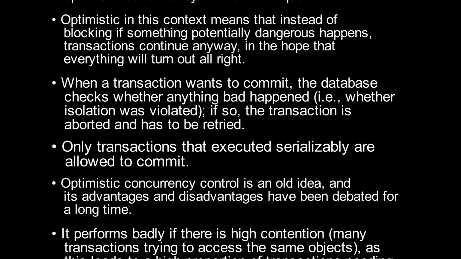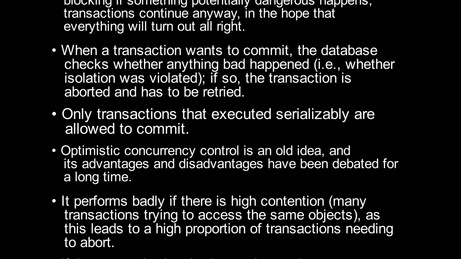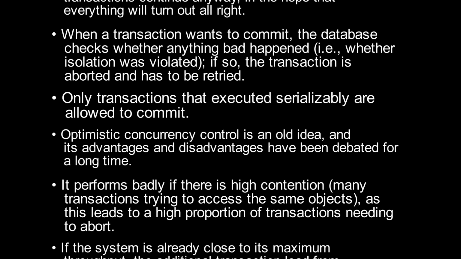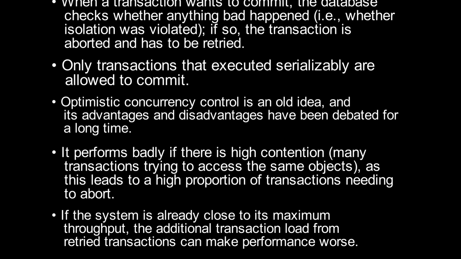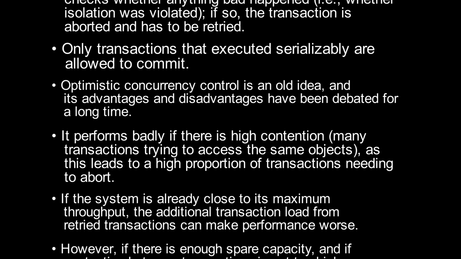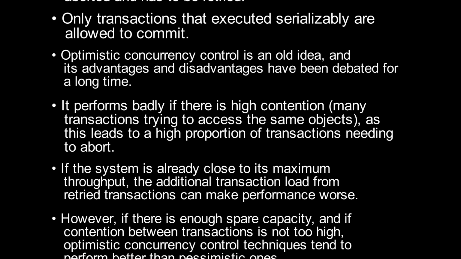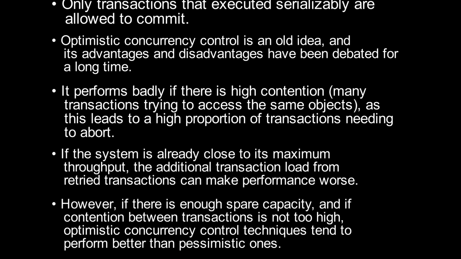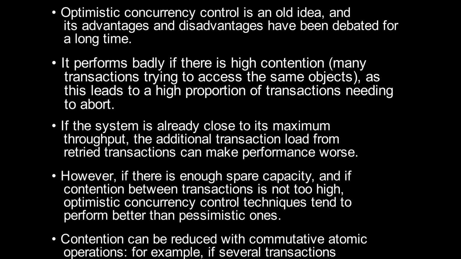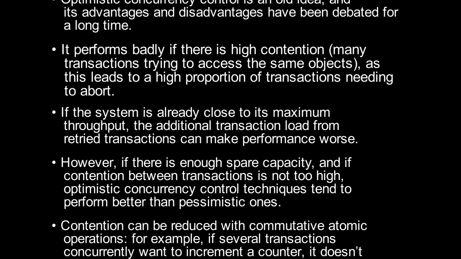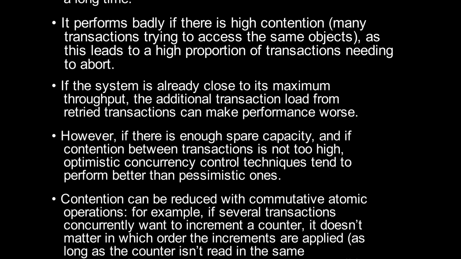Optimistic concurrency control is an old idea, and its advantages and disadvantages have been debated for a long time. It performs badly if there is high contention, many transactions trying to access the same objects, as this leads to a high proportion of transactions needing to abort. If the system is already close to its maximum throughput, the additional transaction load from retried transactions can make performance worse. However, if there is enough spare capacity, and if contention between transactions is not too high, optimistic concurrency control techniques tend to perform better than pessimistic ones.